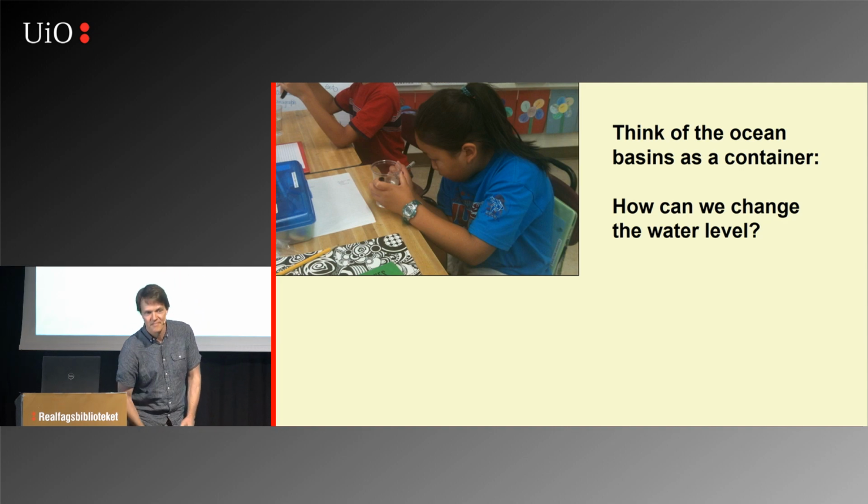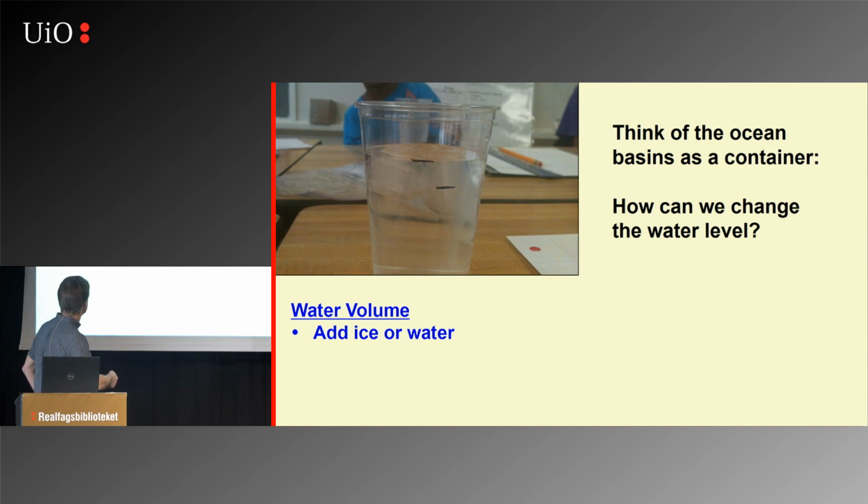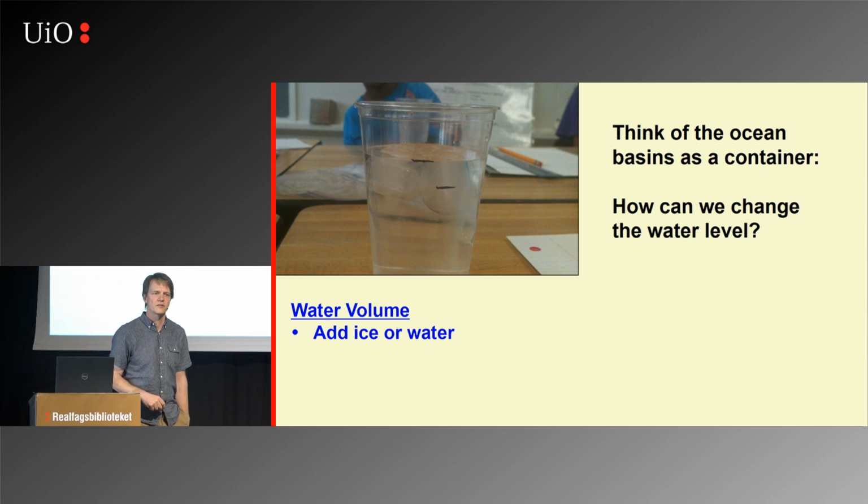The obvious one is to add water. So you can add ice to the water, and that's what we did. You put ice in, and the level rises from there to there. So that is an obvious way to raise the level of the water.